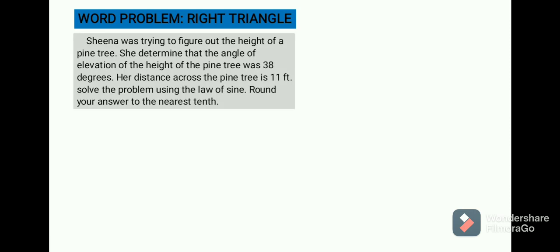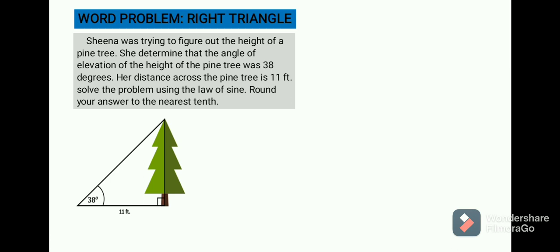So let's proceed now to solving word problems using the law of sines and cosines. Right triangle: Sheena was trying to figure out the height of a pine tree. She determined that the angle of elevation to the top of the pine tree was 38 degrees. Her distance from the pine tree is 11 feet. Solve the problem using the law of sines. Round your answer to the nearest tens. So the first thing to do is draw a figure that will represent the problem.